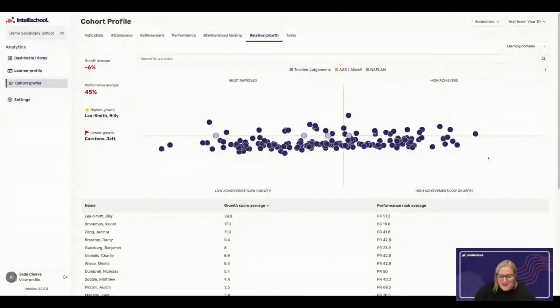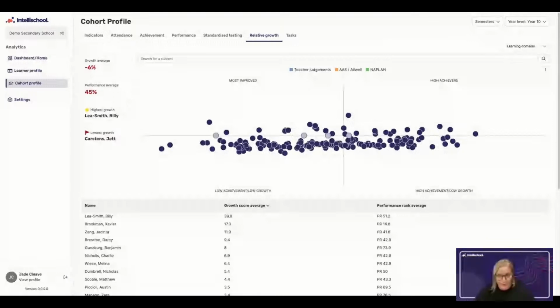Bottom right quadrant, high achievement, but low growth. Or in this case, we've got quite a few who are high achievers, but they've actually regressed. I would consider these kids potential coasters. So students who are clearly very capable, but perhaps are not being extended enough or given opportunities to grow enough in the current circumstances.